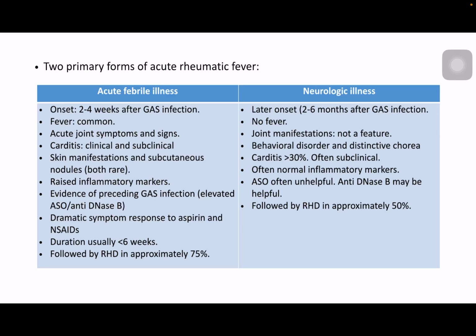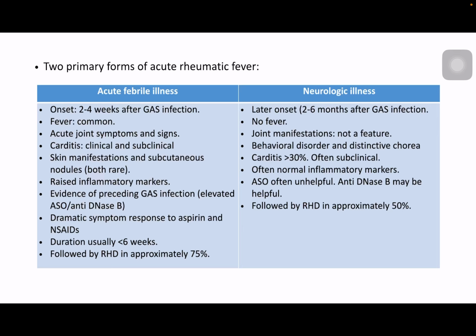ASO and anti-DNase are the ones that we take into consideration whenever we suspect a case of rheumatic heart disease. Any person who comes to the Department of Medicine for an evaluation of rheumatic heart disease, it's better to go for ASO and anti-DNase, and do ask for a history of scarlet fever, and also a history of certain crusts or lesions in the skin, 4 weeks prior.